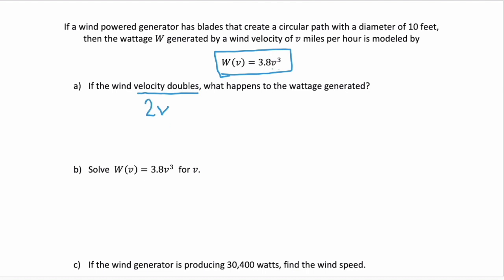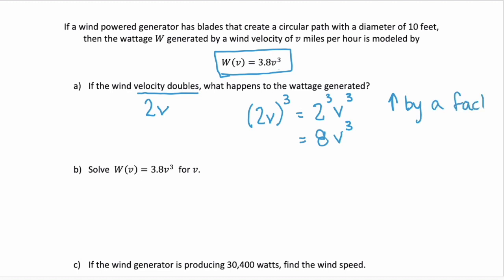So if our V becomes 2V, and then it gets cubed, what's happening? Well, the 2 gets cubed and the V gets cubed. And 2 cubed is 8. So this went from V cubed to 8V cubed, which means it increased by a factor of 8.